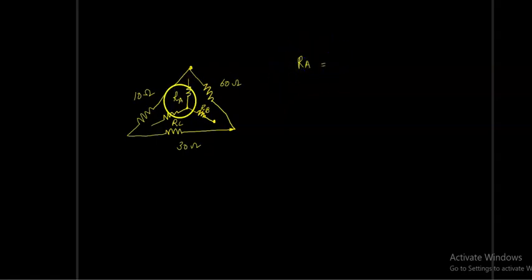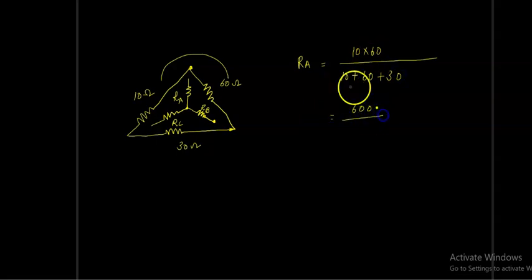For RA, you can see that the resistors that come very close to RA are 10 ohm and 60 ohm. You just multiply 10 and 60, divided by the sum of all three resistors, that is 10 plus 60 plus 30. So this is 600 divided by 100, which is 6 ohm.